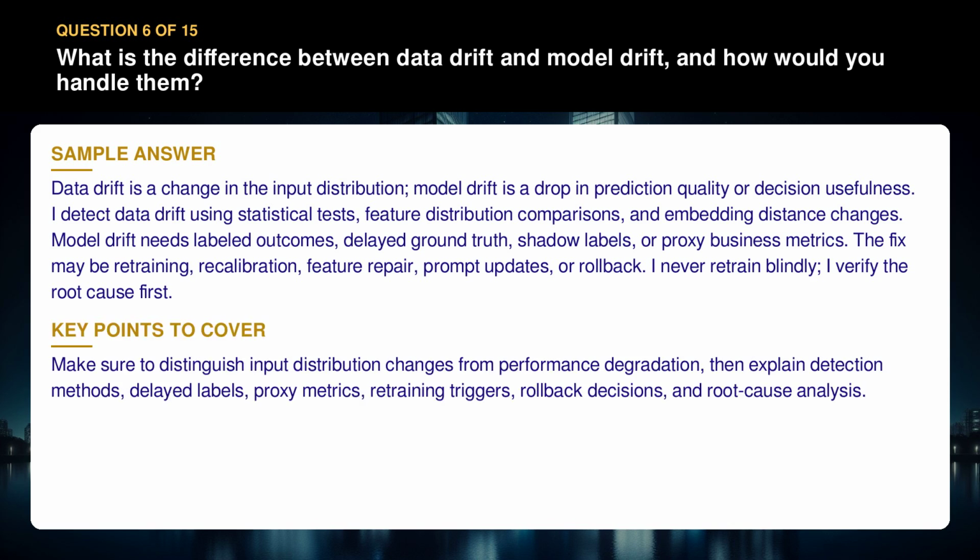Make sure to distinguish input distribution changes from performance degradation. Then explain detection methods, delayed labels, proxy metrics, retraining triggers, rollback decisions, and root cause analysis.